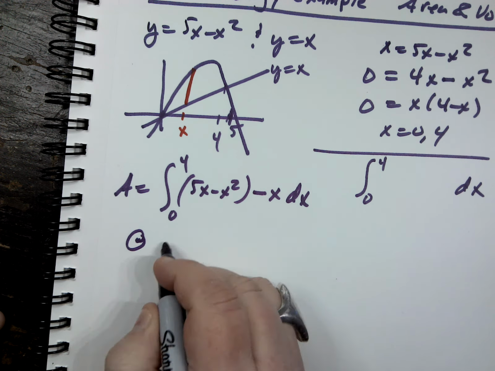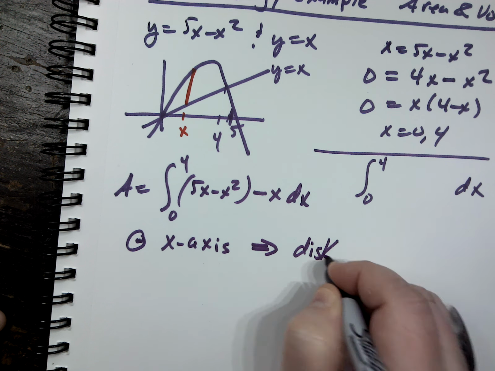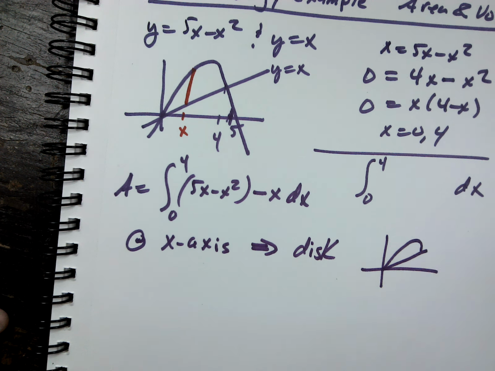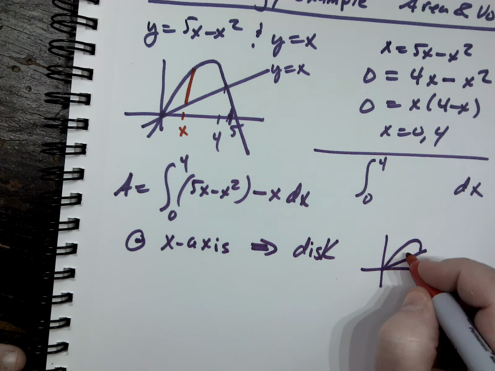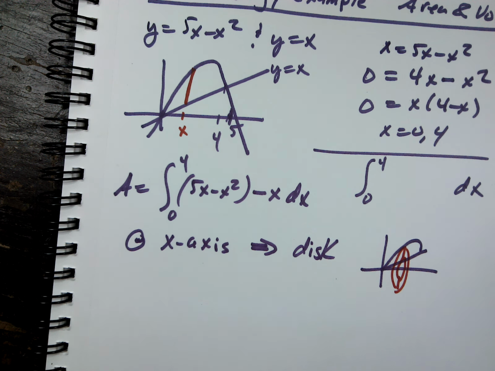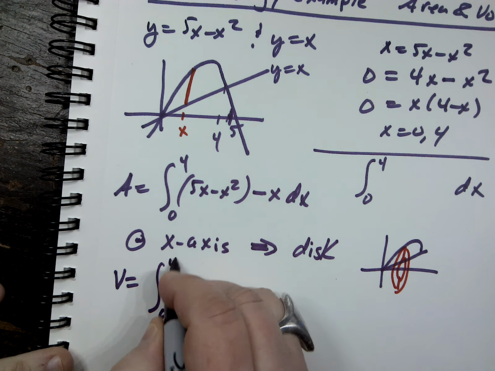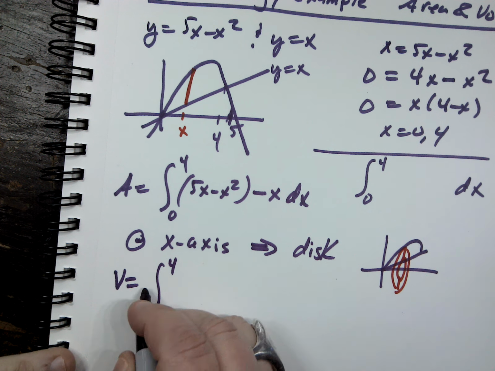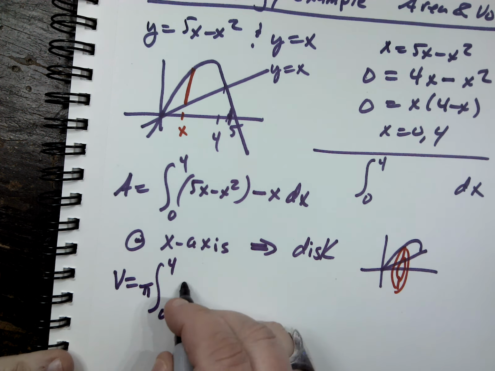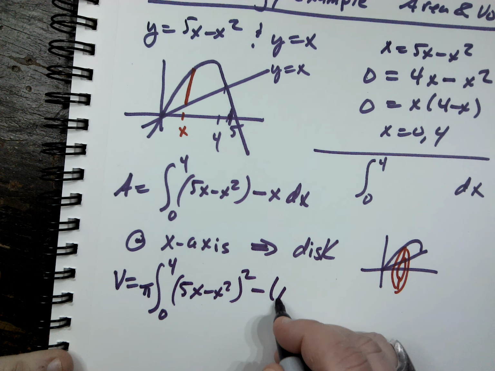If I go around the x-axis, then I will have a disk, or washer rather. So my volume is the integral from 0 to 4. So I have a disk, I need pi r squared. They both have pi, so I'll stick that one on the outside. The large radius is the top one, which is 5x minus x squared, minus the small one, x squared.